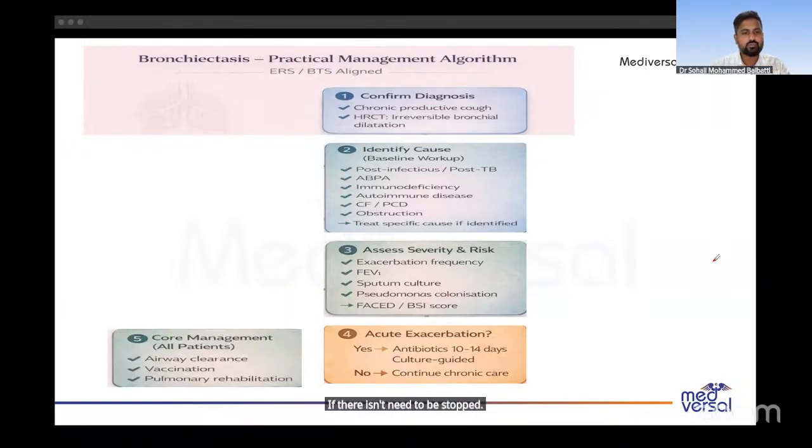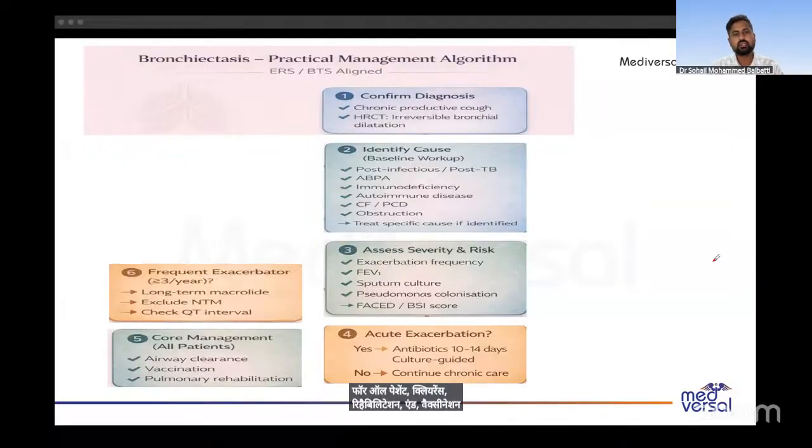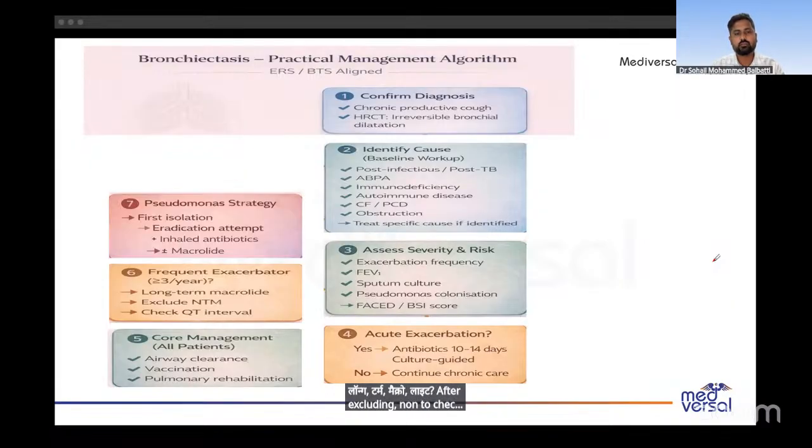And core management for all patients is airway clearance, rehabilitation, and vaccination. These three have to be done from mild to severe cases. If there is a frequent exacerbator, you can go for long-term macrolide after excluding non-tuberculous mycobacteria, or you have to check the QT interval at regular intervals.